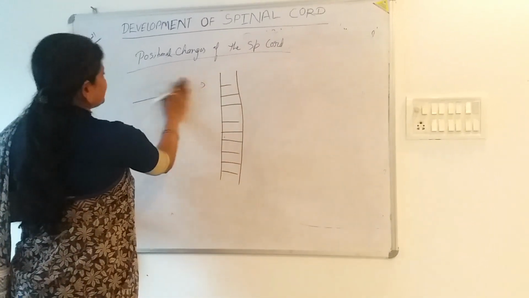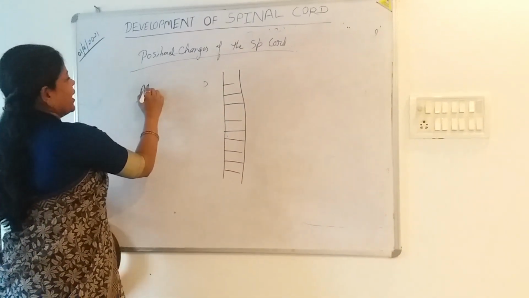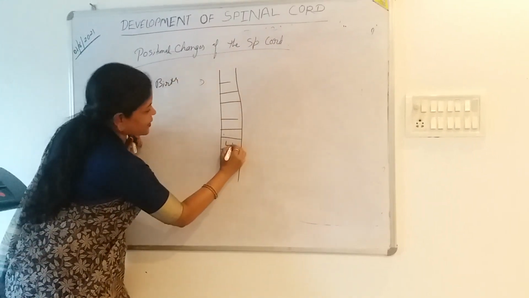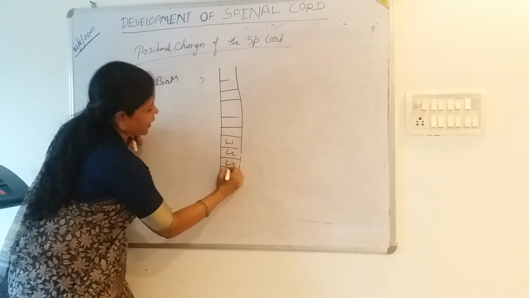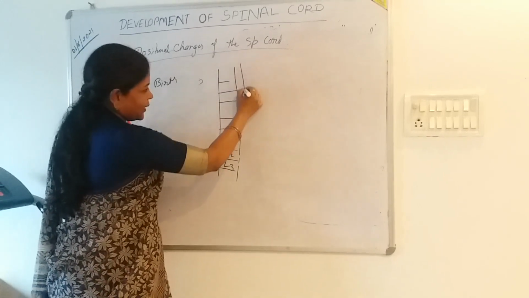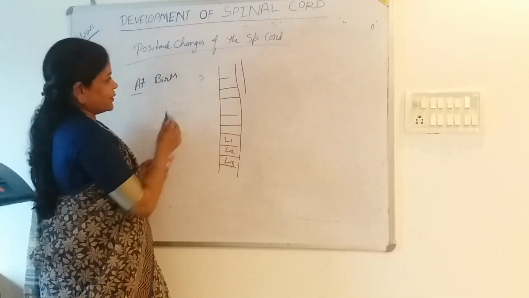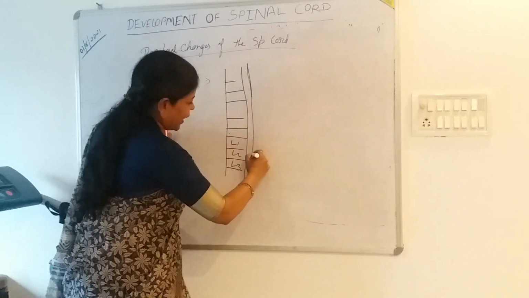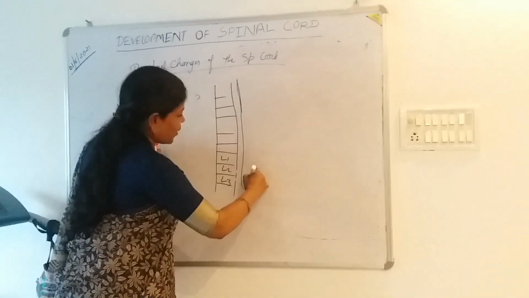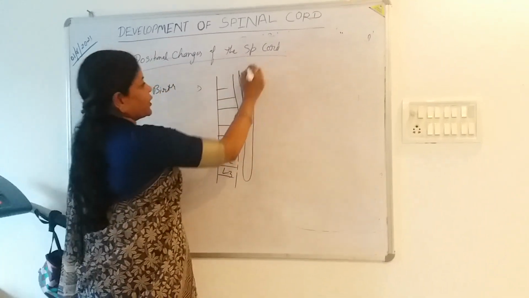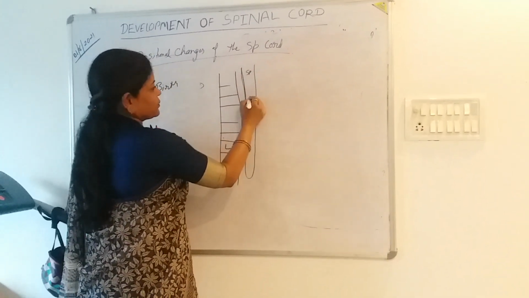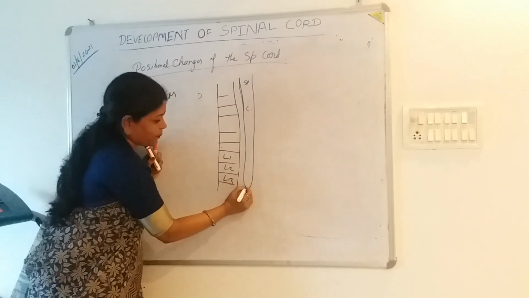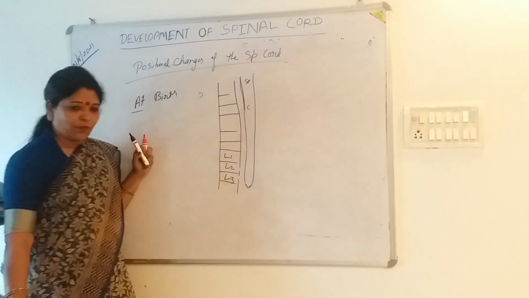Suppose at which level it comes? At birth, this is L1, this is L2 and this is L3. The spinal cord regresses a little bit above and comes up to the lower border of L3, the lower end of the spinal cord.